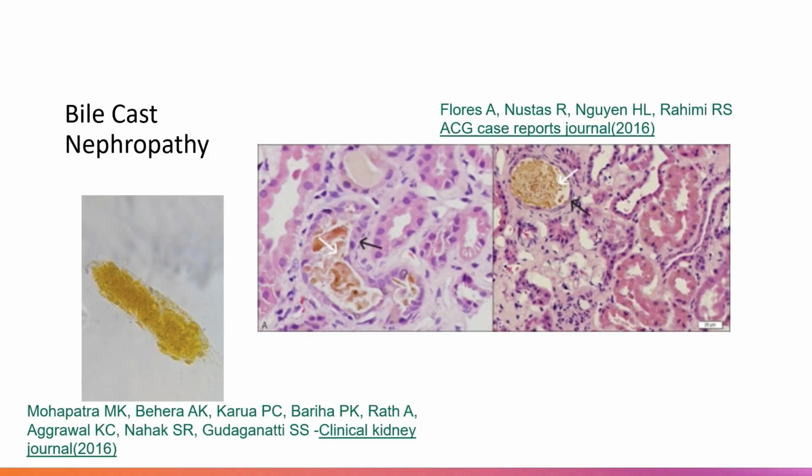Okay, so for bile cast nephropathy, we tend to see this in cholestatic or liver diseases that cause very high bilirubin levels. So if you see levels in the 20s, 30s, you could potentially see progressive kidney disease or AKI from bile casts. This first picture is the urine sediment, so you can actually see this in the urine itself. And then you can also see it on histology if someone has a kidney biopsy.